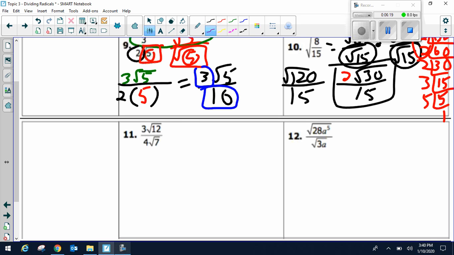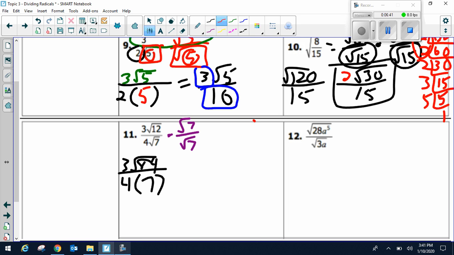So the same thing for the next one. We would multiply by the square root of 7 over the square root of 7. So that'll give me 3 square root of 12 times 7, which gives me 84. On the bottom, you get 4 times 7, because the square root of 7 times the square root of 7 is just 7.